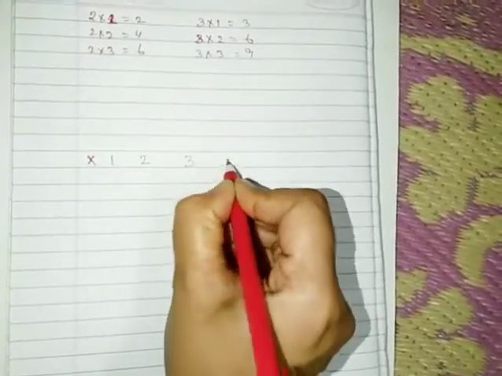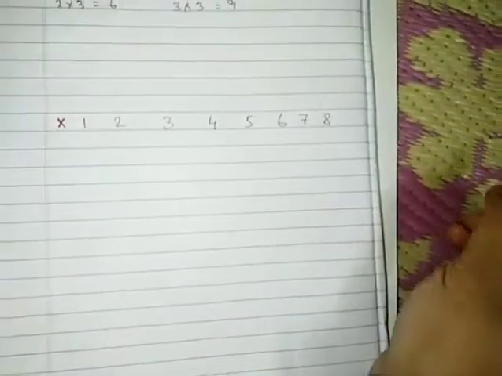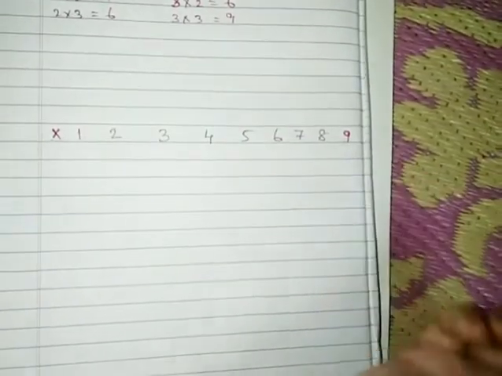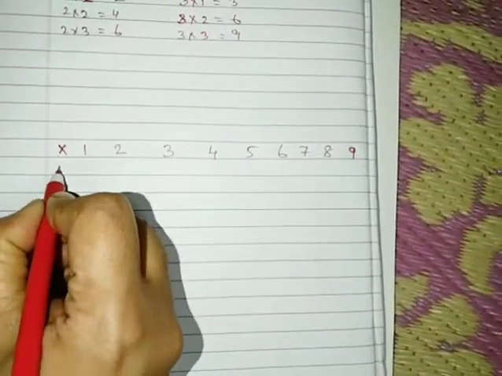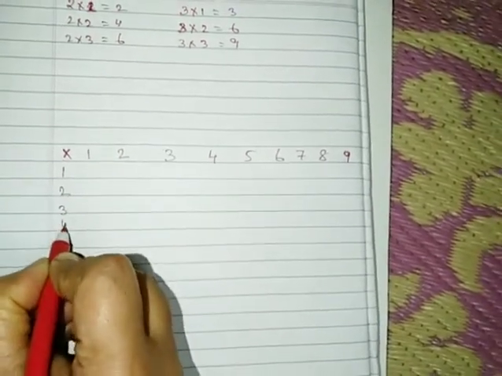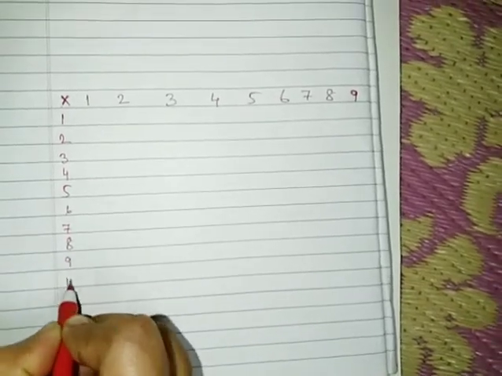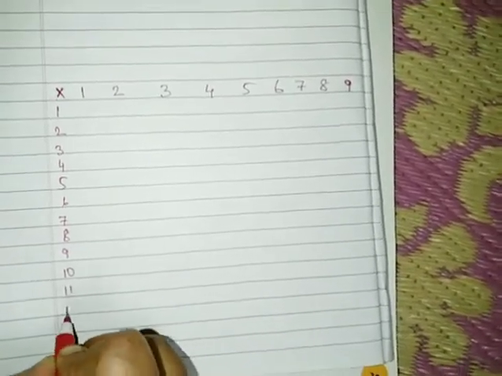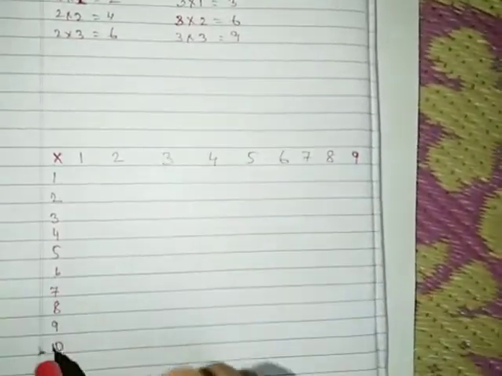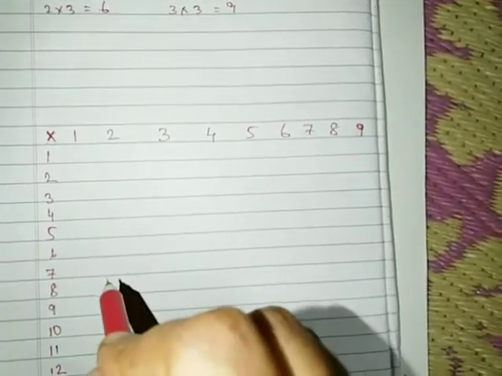1, 2, 3, 4, 5, 6, 7, 8. Numbers we can write here. I have space for writing up to number 9, so I will write up to number 9. This side also we will make rows like this: 1, 2, 3, 4, 5, 6, 7, 8, 9. So I have place here, so I'll write here 11, 12, everything I can write here, all the numbers, as much as I want.